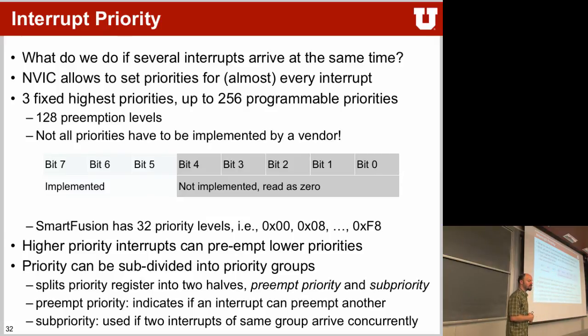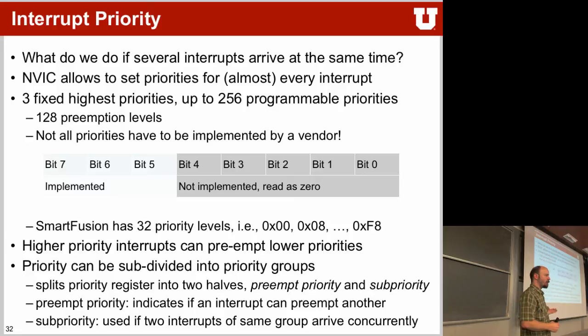What happens is, if not all of them are implemented, some of the lower bits are just read as 0. They're ignored. So in this particular case, if you have the 3 highest bits and all the lowest ones are set to 0, the different priorities we can have are 0, 8, 16, and so on, in binary 0, 1000, 10000, and so on. So these are the different priorities that you can then set.